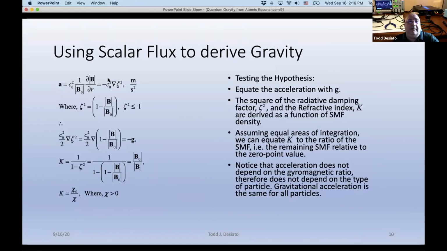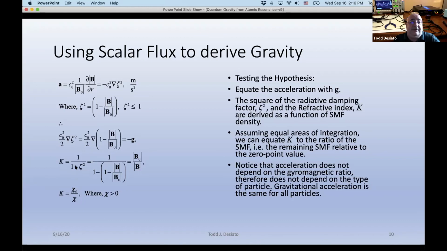So testing the hypothesis, we have the acceleration, which is the gradient in the square of the scalar, the damping factor. And we can back calculate this to be the ratio of the scalar magnetic flux density relative to the initial value. And then use this to calculate that this would give us G.